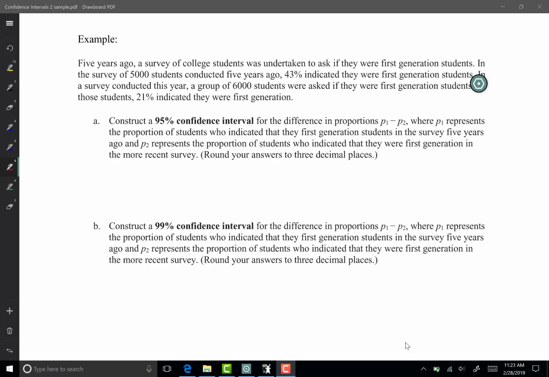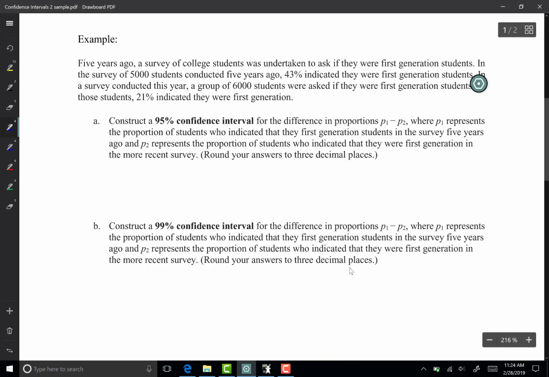In this example, we're dealing with two proportions. So we have two samples and we're dealing with qualitative data instead of quantitative data. So we're no longer estimating the difference in population means. We are estimating the difference in population proportions.